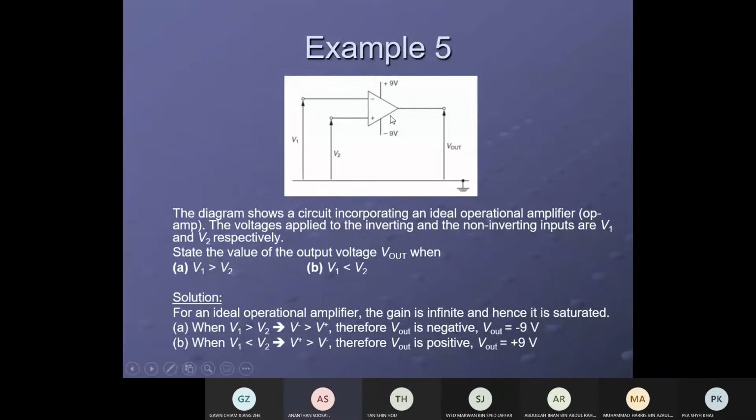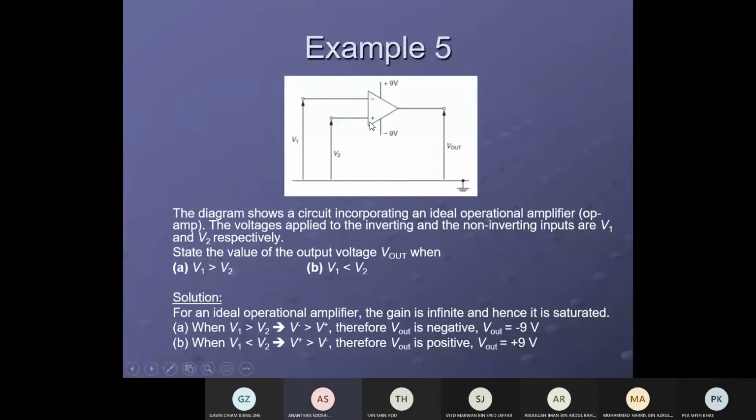Because the op-amp will always saturate, either to negative 9 or to positive 9. We just discussed that earlier. It always saturates to positive 9 or negative 9. It can't give a very intermediate value, because normally it's easy to saturate.